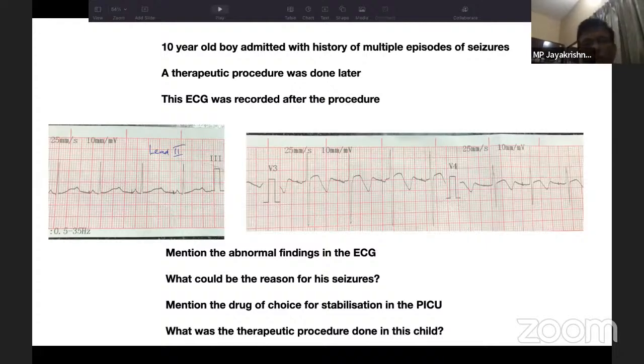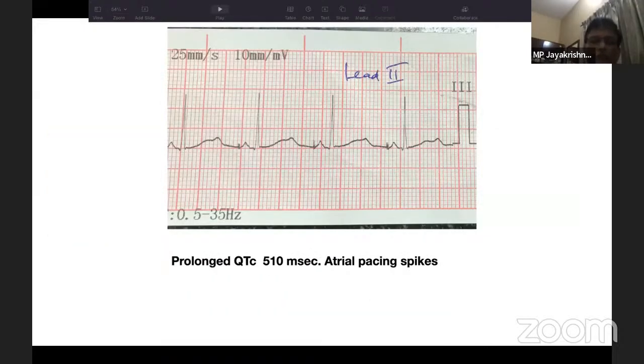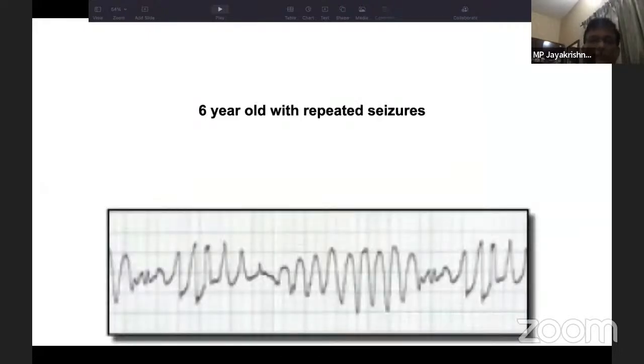So why do they have seizures? Because of the arrhythmia, they have cerebral hypoxia and they have seizures. And this is actually an OSCE question that we made for one of the sessions. Mention the drug of choice for stabilization of the patient. If the child presents with seizures and polymorphic VT, we give magnesium sulfate. You know that. So this is the same ECG, prolonged QTc.